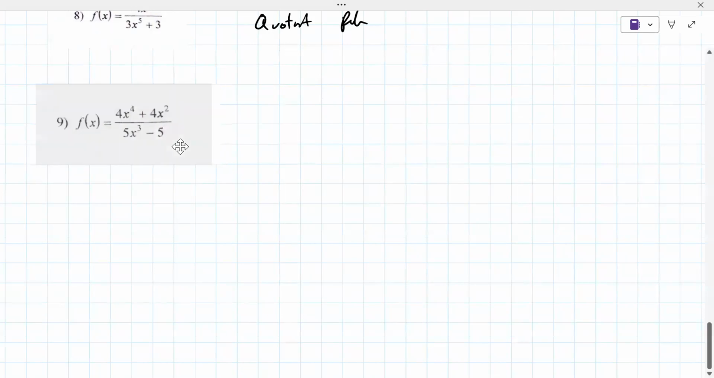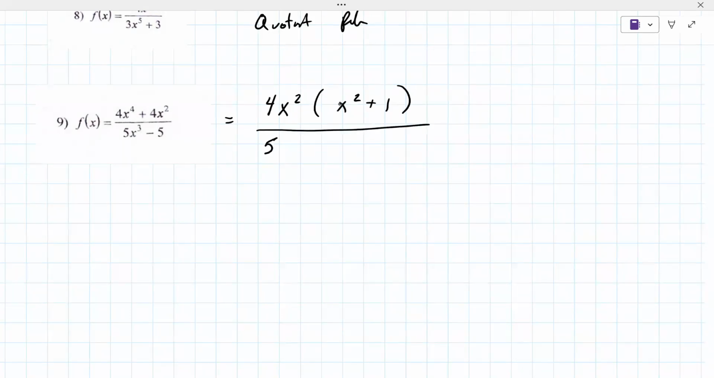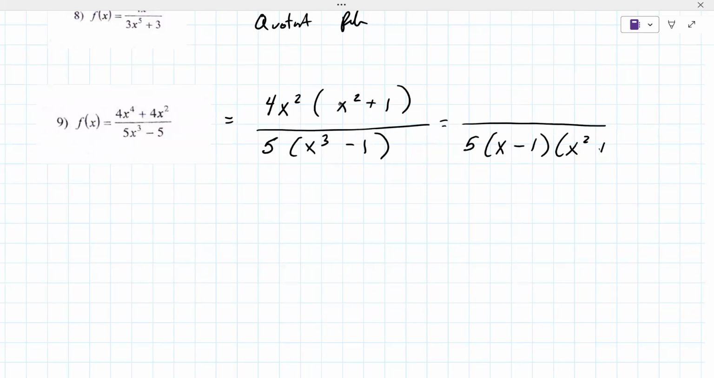These are why the instructors like these, because if you don't notice these things, they make the problem a lot harder. Like the top one, you can factor a 4x squared out, and then you get x squared plus 1 inside there. And on the bottom here, if you factor the 5 out, you get x cubed minus 1, which doesn't really help. But the bottom here would expand to x minus 1, x squared plus x plus 1. That's the sum and difference of cubes formulas.